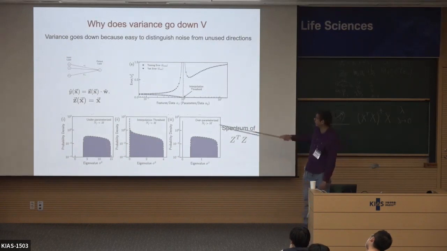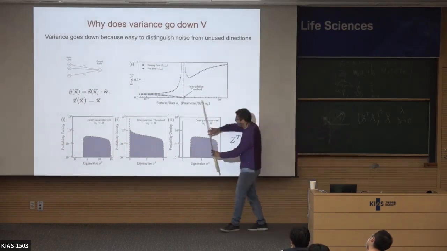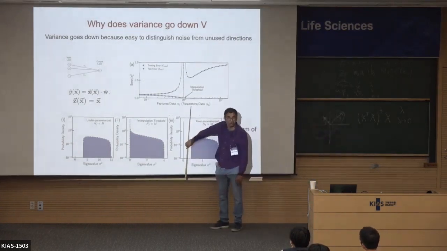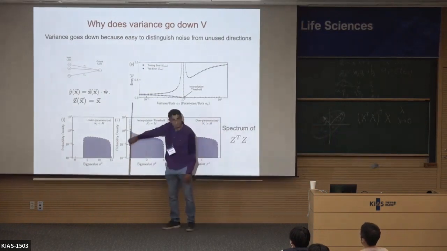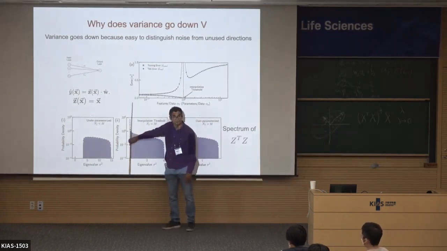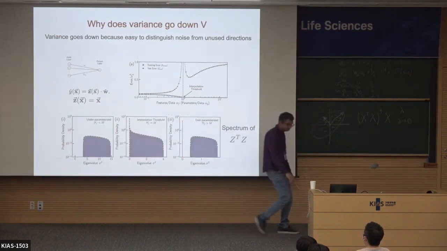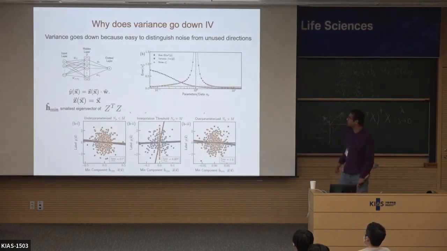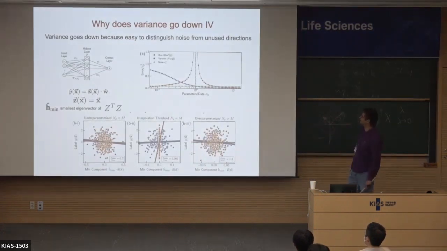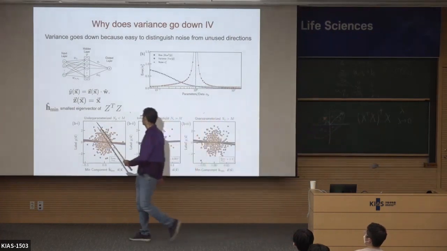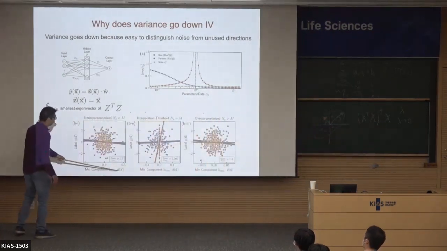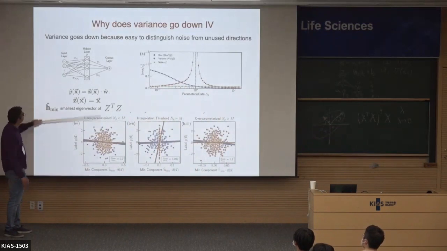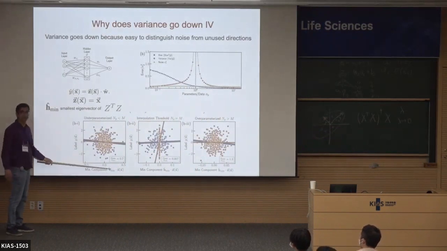Again, just emphasizing, here it's really easy to tell the difference between things I've sampled and I haven't sampled. Here, impossible. So you can actually explicitly check this. What we can do is look at the minimum component. We can take all the data and project it onto the component of Z with the minimum eigenvalue.